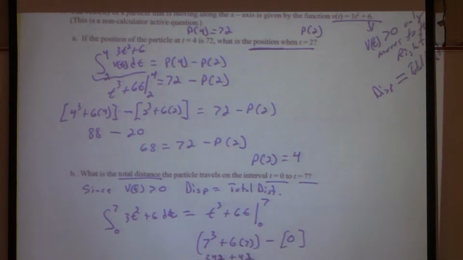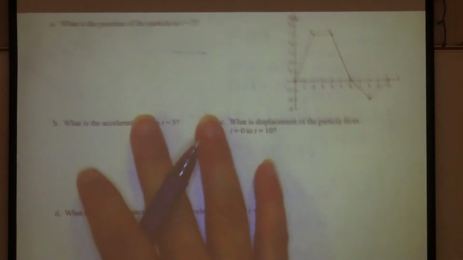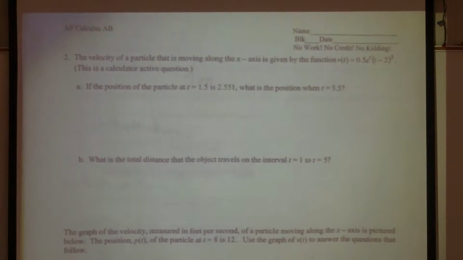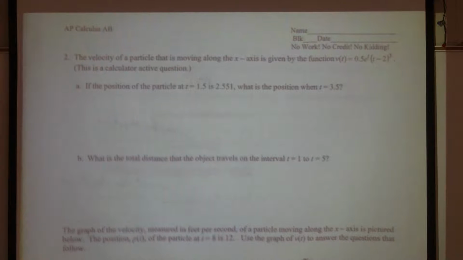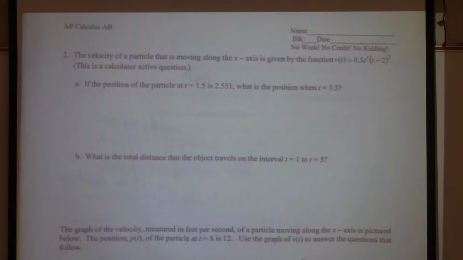Okay, so that one right there was an algebraic approach, an analytical one. The next one is going to be a calculator question. So we want to take advantage of the fact that we have the calculator to help us answer the question. Okay? So here we go. The velocity of the particle moving along the x-axis is given by this function. It has e's and stuff. We haven't learned how to integrate e's. They're pretty easy. We'll do that later.